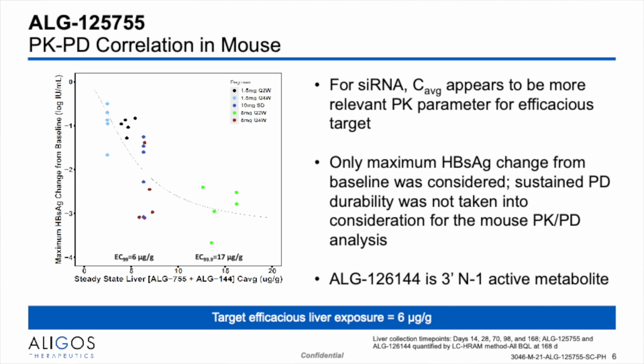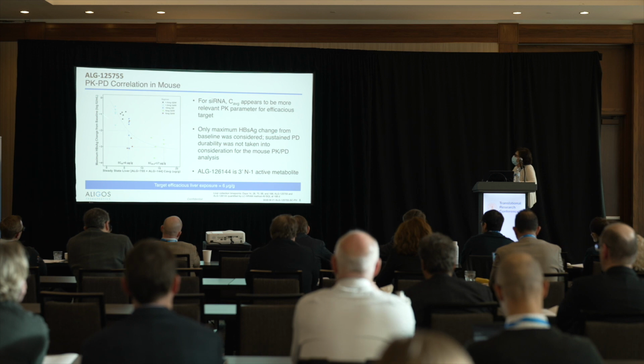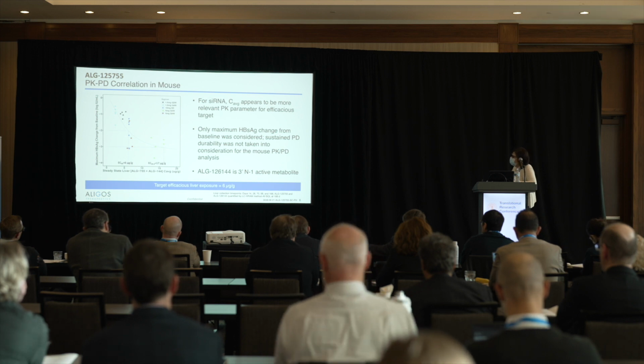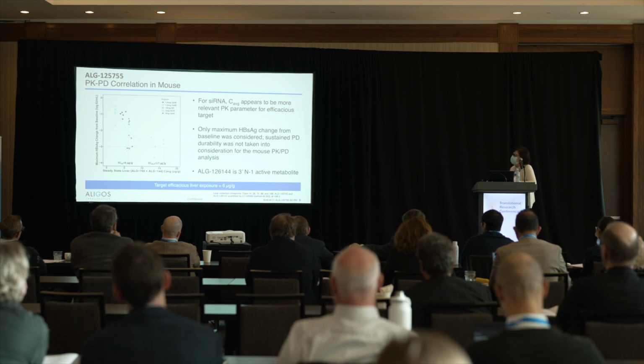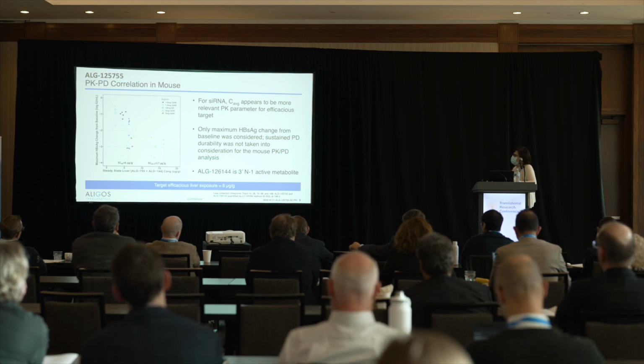So what we've used for this model is to create a PK/PD correlation in the mice. And from our experience with this particular model and also looking at clinically validated molecules, what we found is that the C average appears to be the most relevant PK parameter. When we built this model, this allowed us to help predict what the efficacious dose and exposure was going to be.